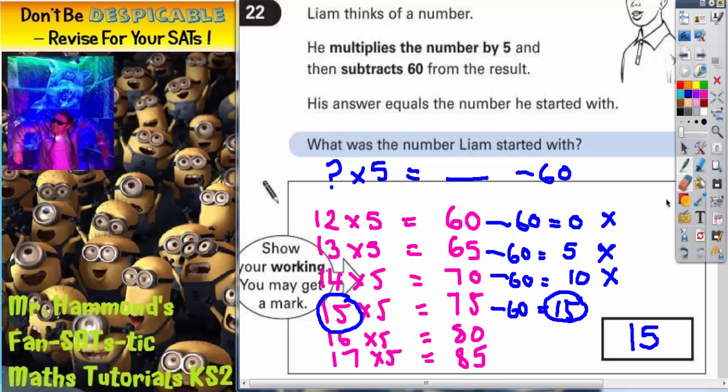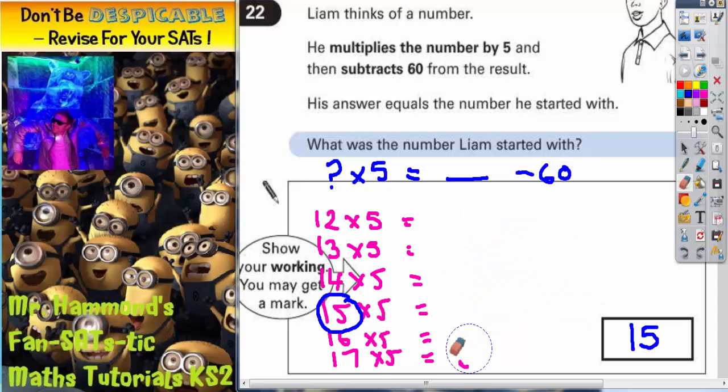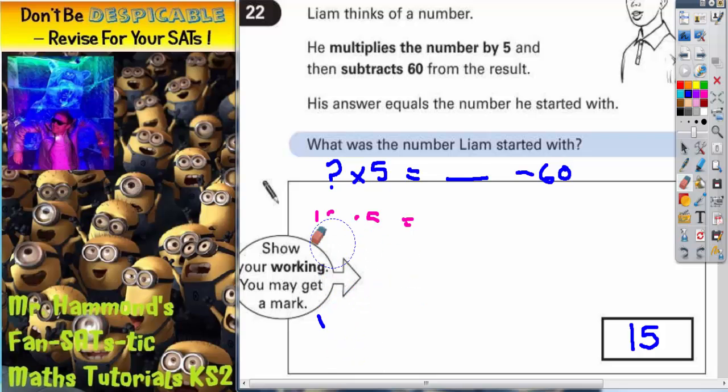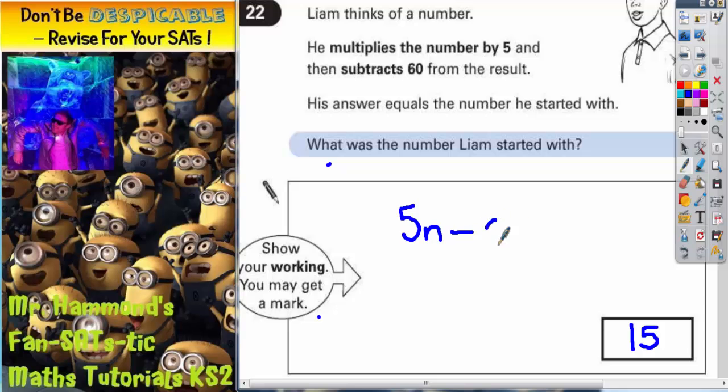Now we can do this with algebra as well. Just quickly, I'll show you how we could do this. If we didn't want to do a trial and improvement method, we wanted to go straight in with algebra. We could say, Liam thinks of a number and multiplies it by 5. Well, we could write that as 5n, 5 times a number. And he subtracts 60 from this, and he ends up with the number that he started with. So we could write it like this.